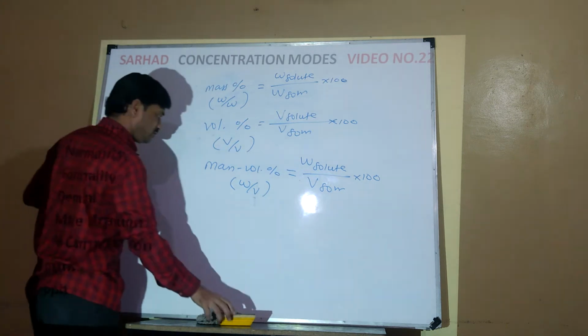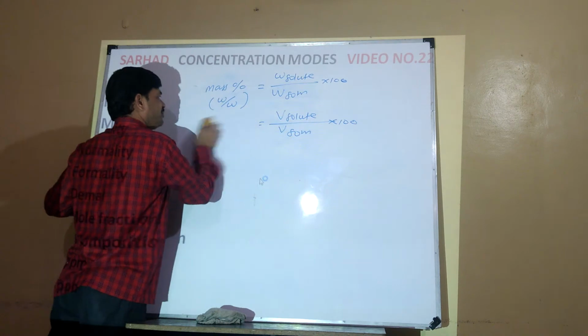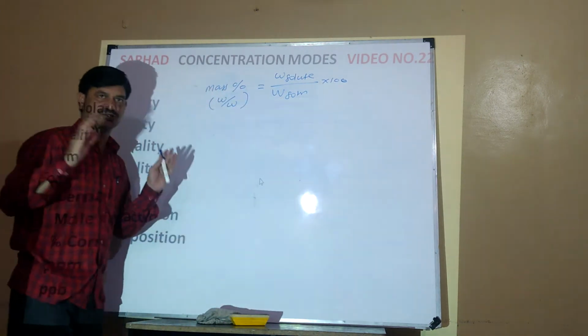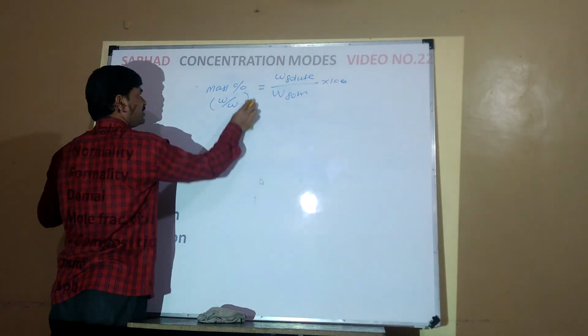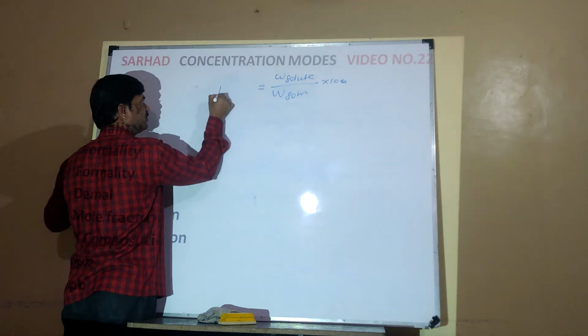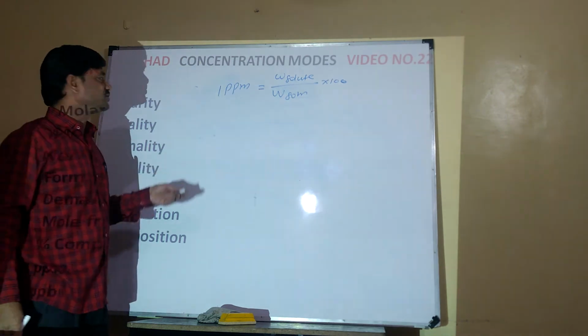Now the last two methods are known as ppm and ppb. What about ppm and ppb? These are the special concentration modes used only for very dilute solutions. So what can we write for this one? The first concentration mode for very dilute solutions is parts per million. So how to calculate parts per million concentration?